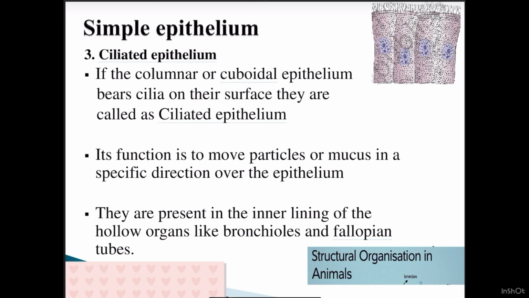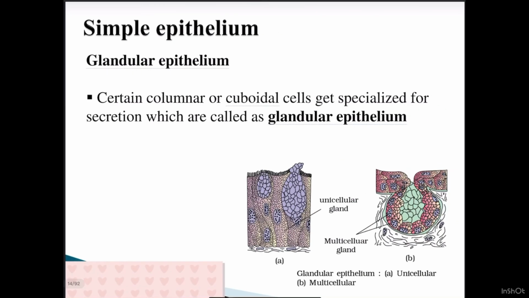When it comes to the third one, the ciliated epithelial tissue, it is made up of columnar or cuboidal cells having cilia on their surface. Hence it is called ciliated epithelial tissue. The main function of ciliated epithelial tissue is making a movement of particles in a specific direction. They are present in the lining of hollow organs like bronchioles and fallopian tube. In the fallopian tube, the ciliated columnar epithelial tissue helps the movement of the ovum towards the uterus.